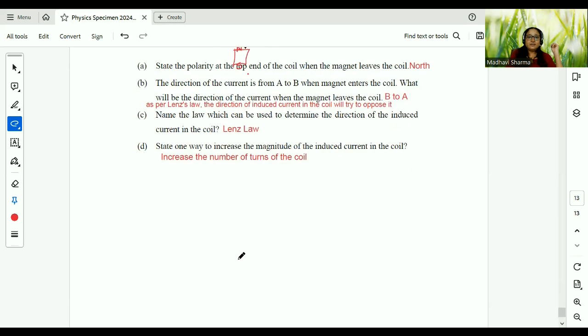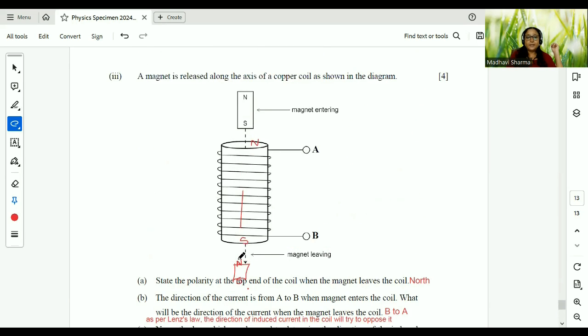Okay, I think with this we finish off with the paper. Yep. So children, that was the physics paper, and I hope you saw that it was a little tricky.